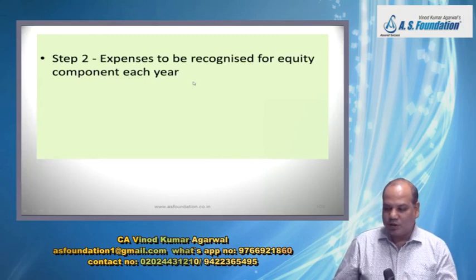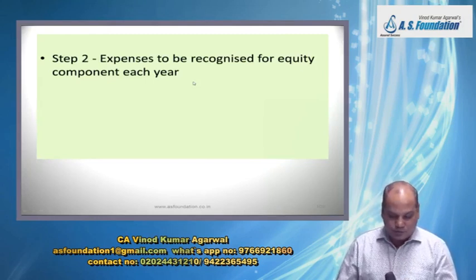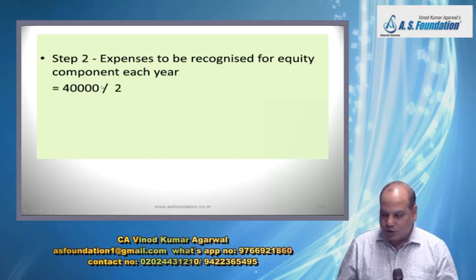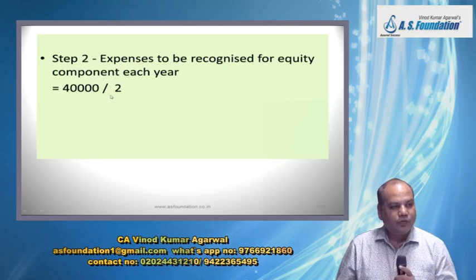Step 2, expense to be recognized for equity component each year. For equity component, just find the value initially and then divide by the number of years. Vesting period 2 years. So the expense to be recognized for equity component each year is equal to 40,000 divided by 2. That is 20,000.